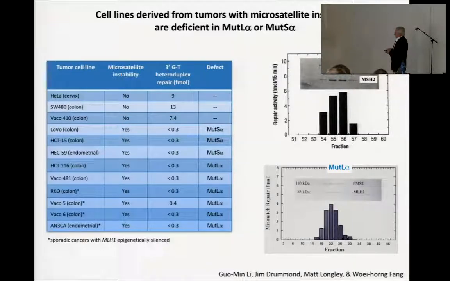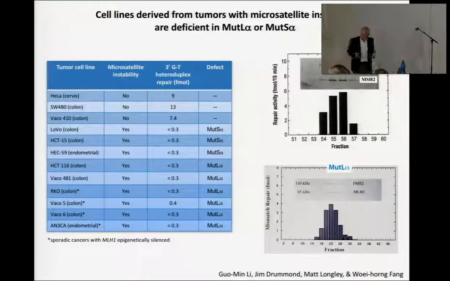These last four cell lines shown here proved to be exceptional. Each of these lines was derived from a sporadic cancer. Sporadic cancers are cancers that have no known hereditary component. So extracts derived from each of these sporadic cancer cell lines are also defective in mismatch repair. And in each case, repair can be restored to the extract by addition of purified MutL alpha, this heterodimer shown here. And Guoming Lee and Jim Drummond showed by Western blot that each of these cell lines fails to produce the MLH1 polypeptide.